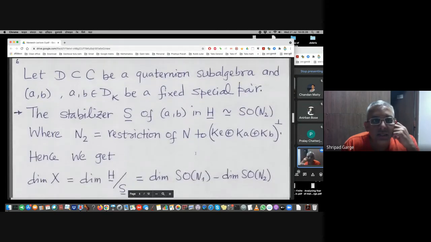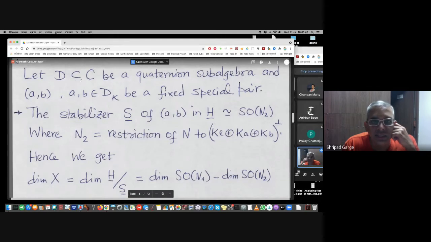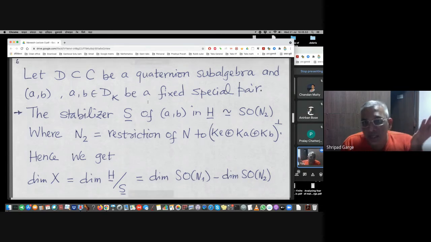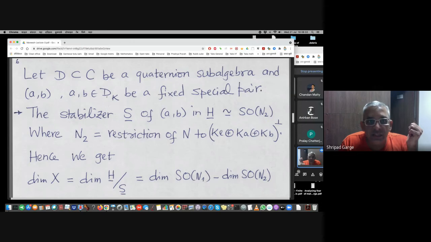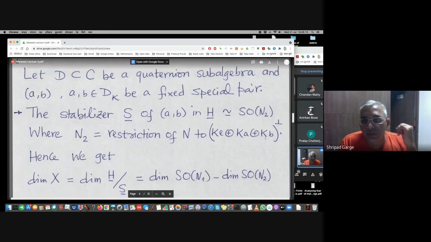So now D contained in C is a quaternion subalgebra. When we have not suffixed any K, this means you are taking something defined over small k. Let A, B in D capital K be a fixed special pair. These will be the elements which generate capital D, so E, A, B and AB are the elements which generate D capital K. The stabilizer of S bar of AB in H bar is isomorphic to SON2, where N2 is the restriction of capital N to the perp of this three-dimensional space.